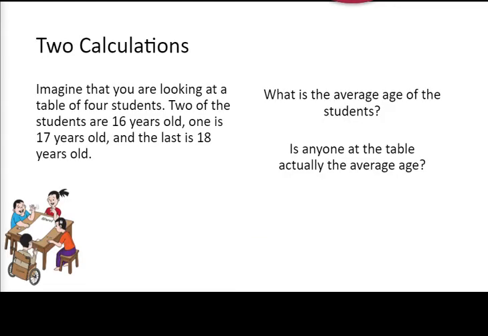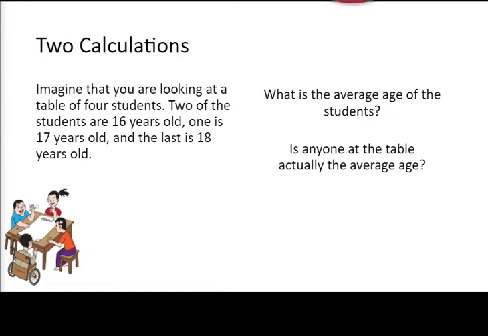Approaching the topic of weighted average, it helps to look at an example. So imagine that you're looking at a table of 4 students. 2 of the students are 16, 1 is 17, and the last is 18 years old. If we're calculating the average age of the students, we would get out our calculator and we would say 16 plus 16 plus 17 plus 18, and then we would divide that sum by 4, and we'd get 16.75 as our average. A couple things I want us to take away from this.